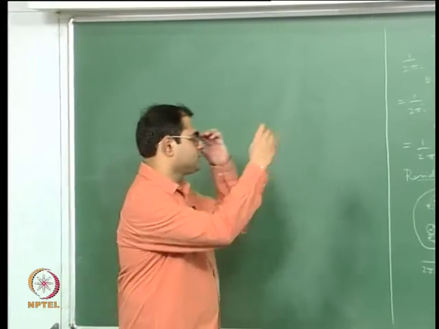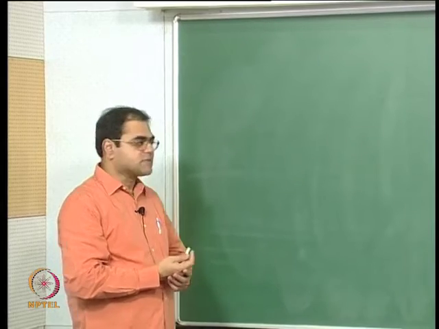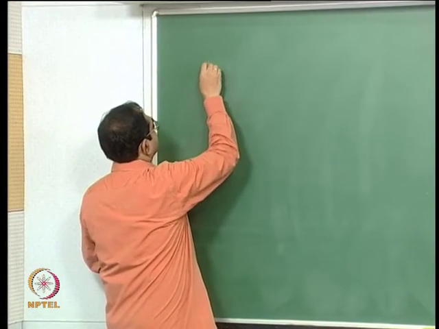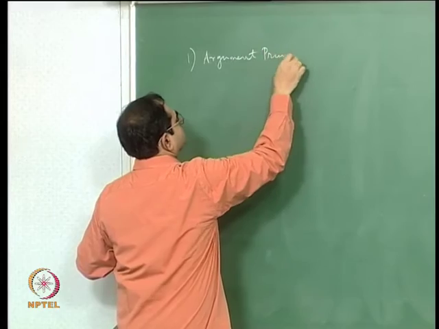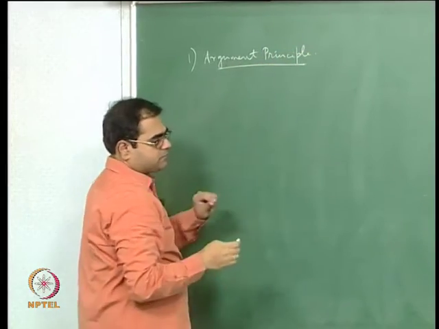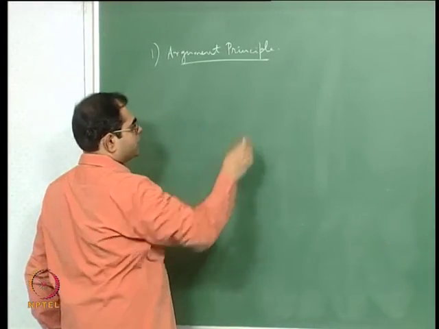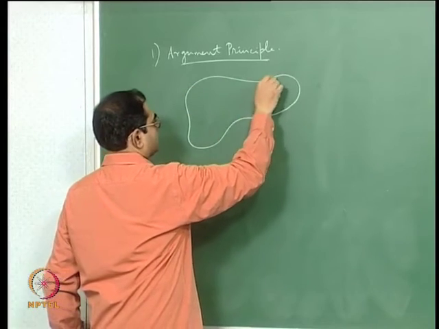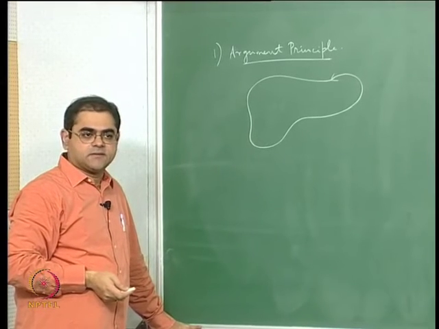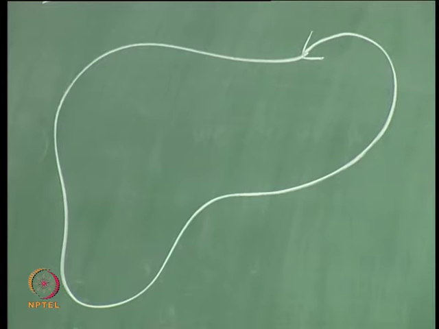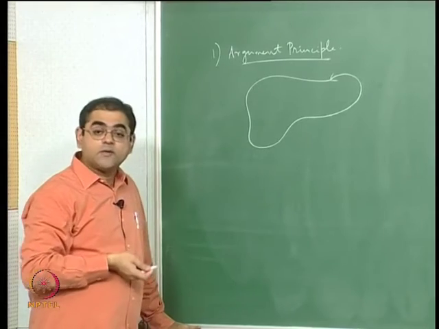Of course, you can look at a proper proof of the argument principle in any standard book on complex analysis, but I'll quickly try to tell you how you get it. So basically, you have a simple closed contour here. Simple means that it doesn't cross itself. There are no self intersections, and when I say contour, it is piecewise smooth.